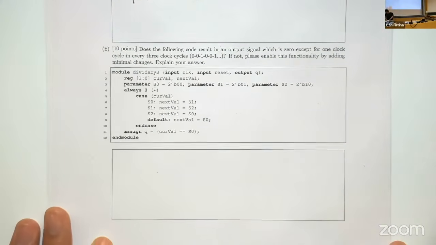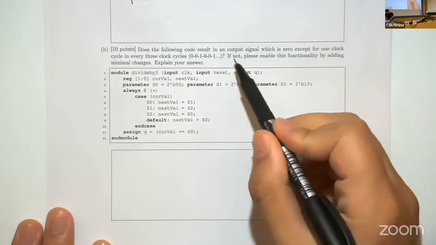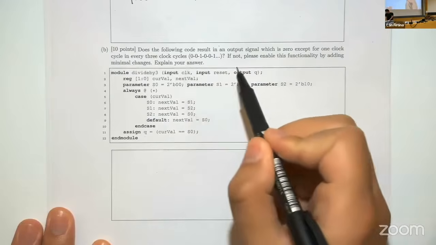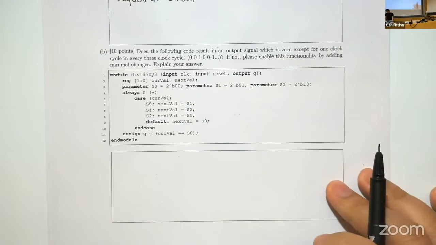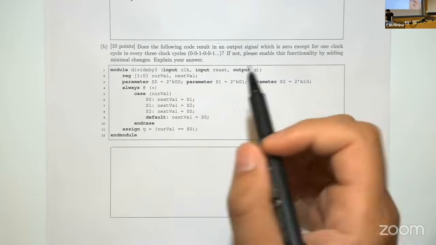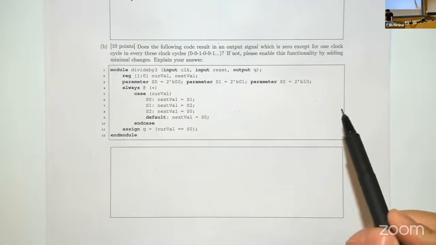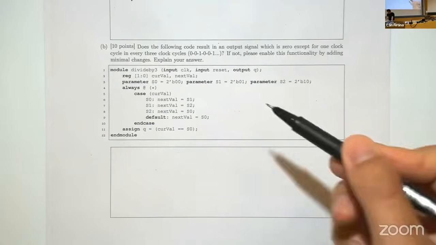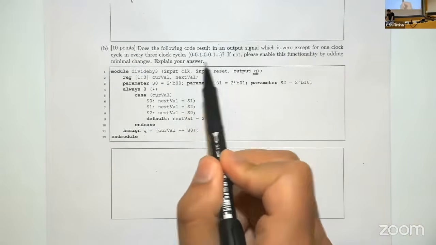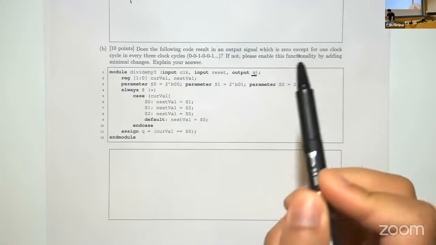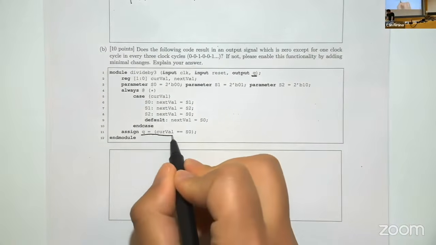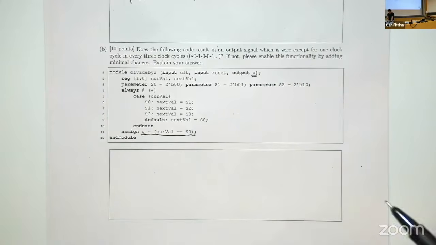Okay. And the second question is, does the following code result in an output signal which is 0 except for 1 clock cycle in every 3 clock cycles? And if not, please enable this functionality by adding minimal changes and explain your answer. So the module is called divide by 3 and it has 3 inputs, clock, reset, and an input, and 1 output Q. And the question is asking if this Q is 0 except for 1 clock cycle in every 3 clock cycles. So we can look at this line. This is where Q is assigned to its value.